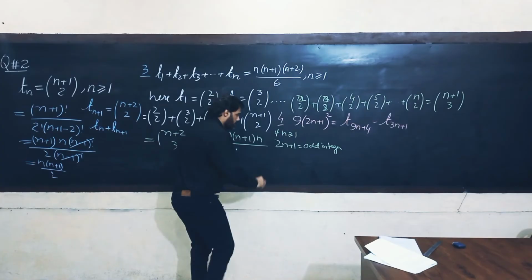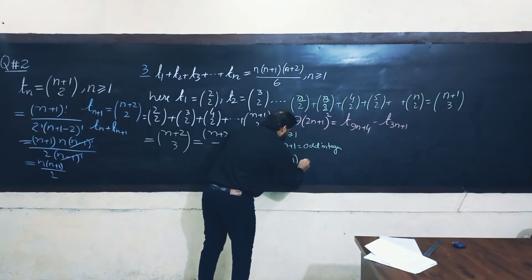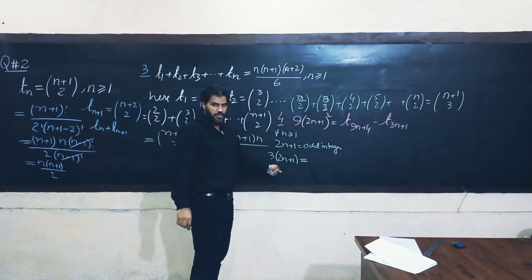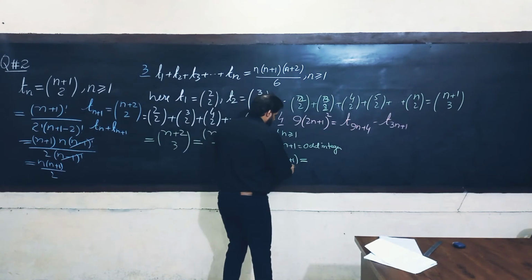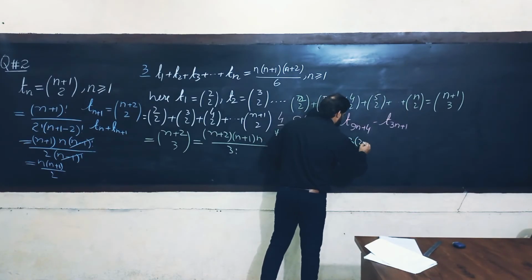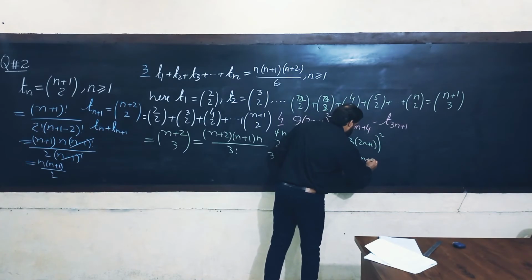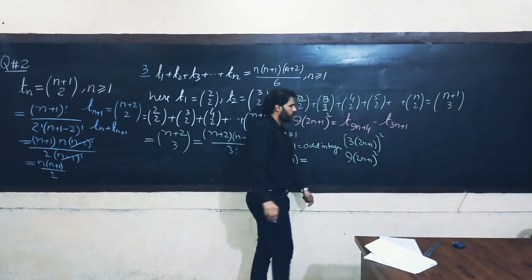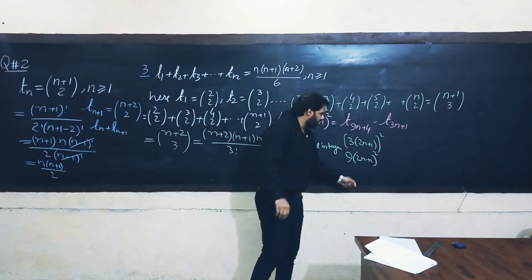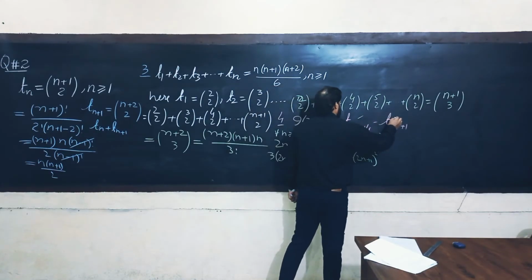Now, an odd multiple of 3 means 3 into 2n plus 1. This is an odd multiple of 3. When you take the square of this number, 3 into 2n plus 1 whole square, this is equal to 9 into 2n plus 1 whole square. We have to show that this can be written as a difference of two triangular numbers, specifically these two.